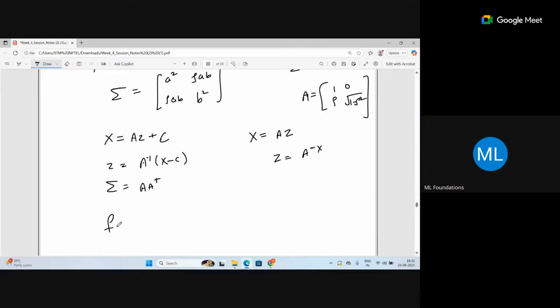Then the joint density will look like this: 1 upon 2 pi times the mod of the determinant of sigma, times e to the power minus half. Instead of x transpose, it will now be (x minus c) transpose sigma inverse into (x minus c). That's going to be my joint density in the case of a bivariate normal.